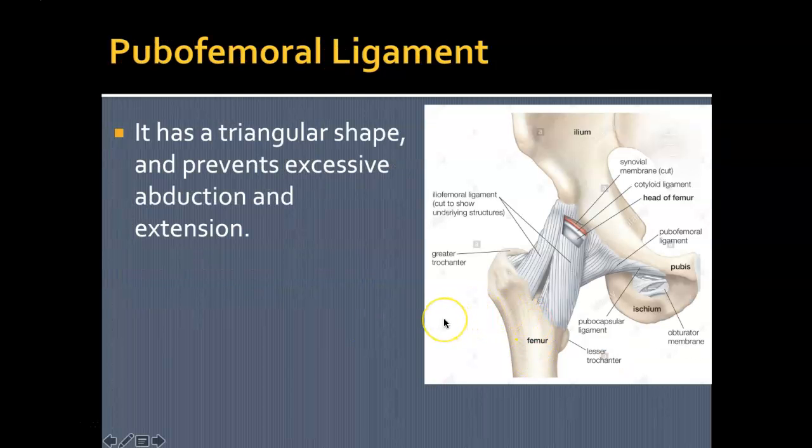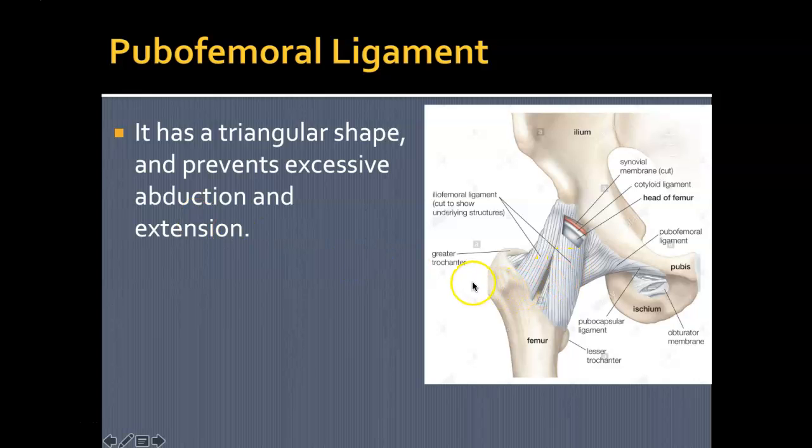Next, we have the pubofemoral ligament. The pubofemoral ligament is here. You guys can see it. It's going to attach the pubic bone to the femur. It is its responsibility, okay? So think about this. It's kind of a medial anterior ligament. So it's going to prevent massive amounts of abduction and also aid in preventing hip extension. But its major role is to prevent hip abduction.